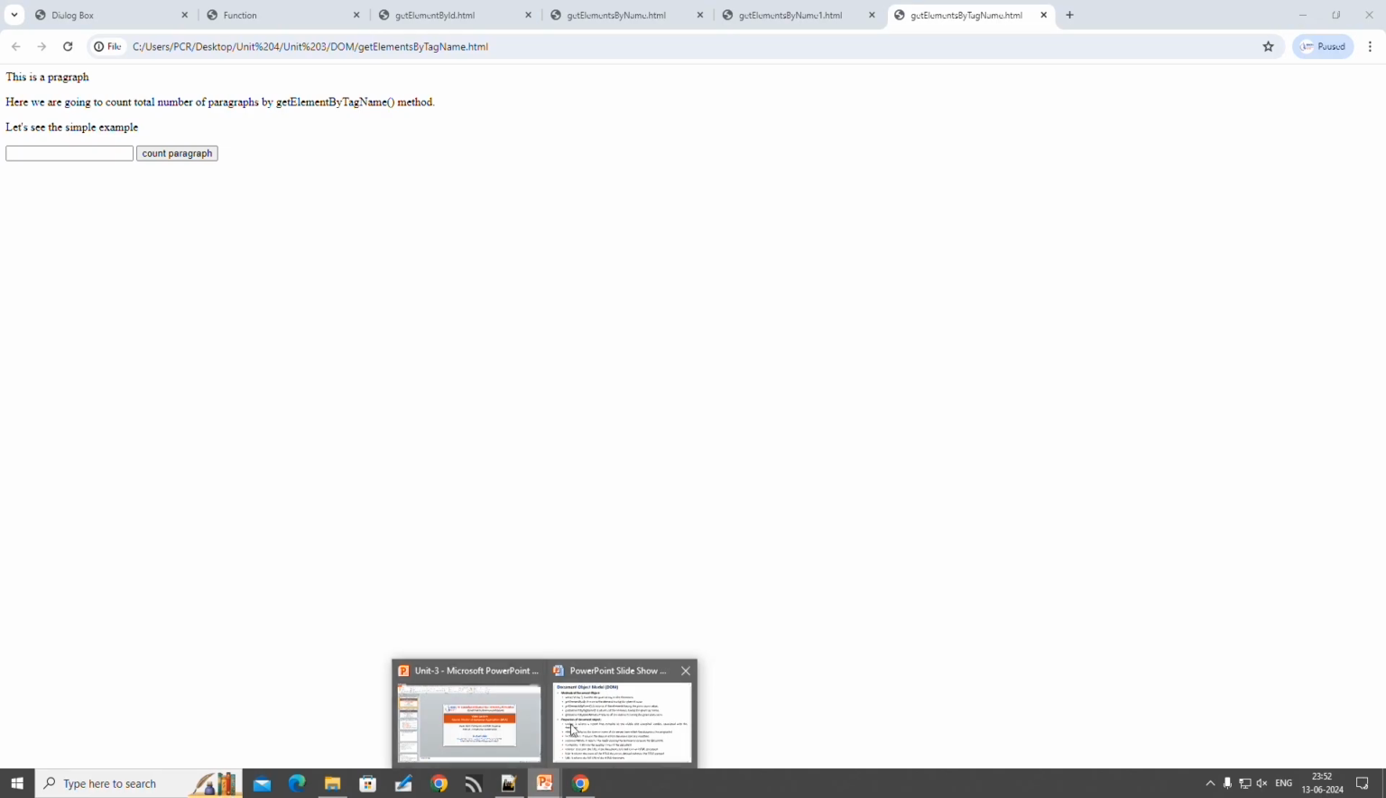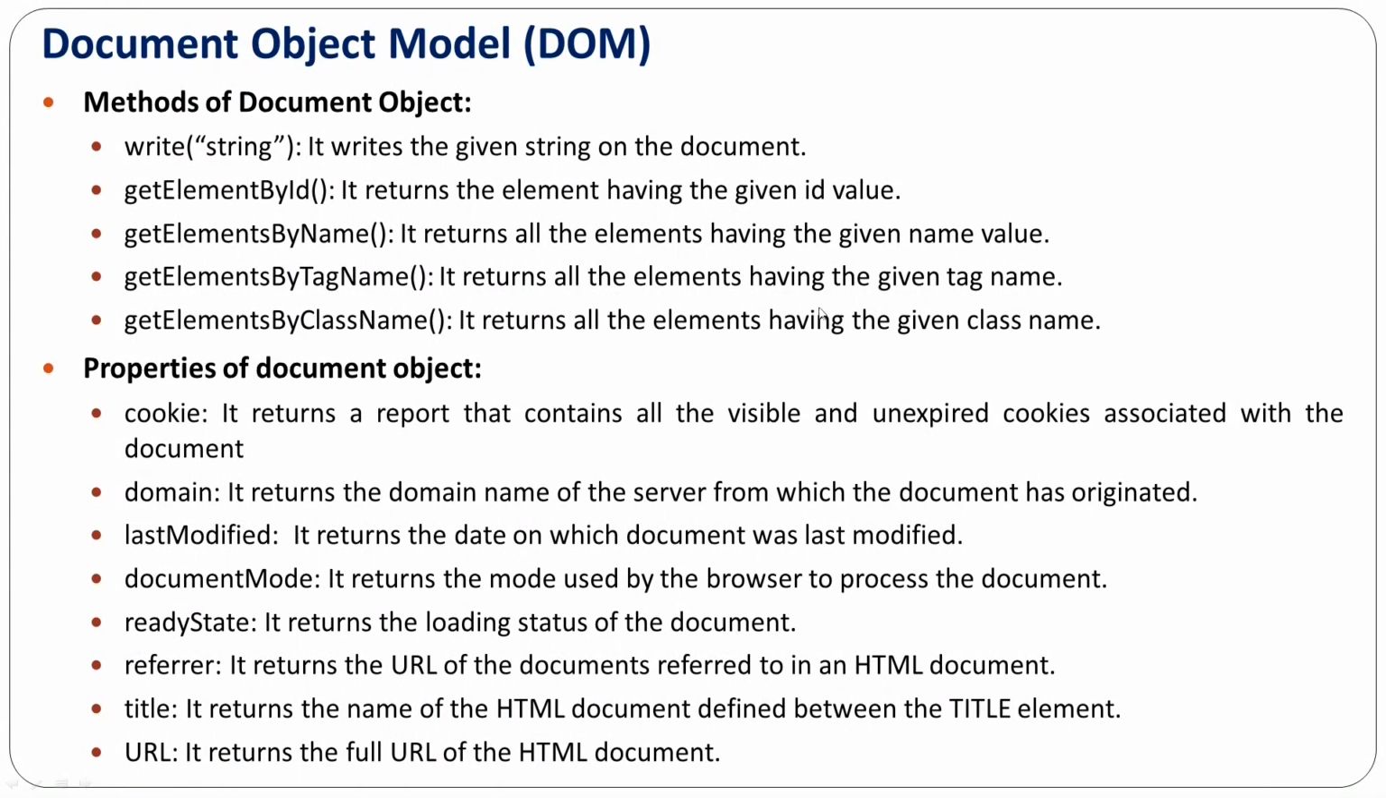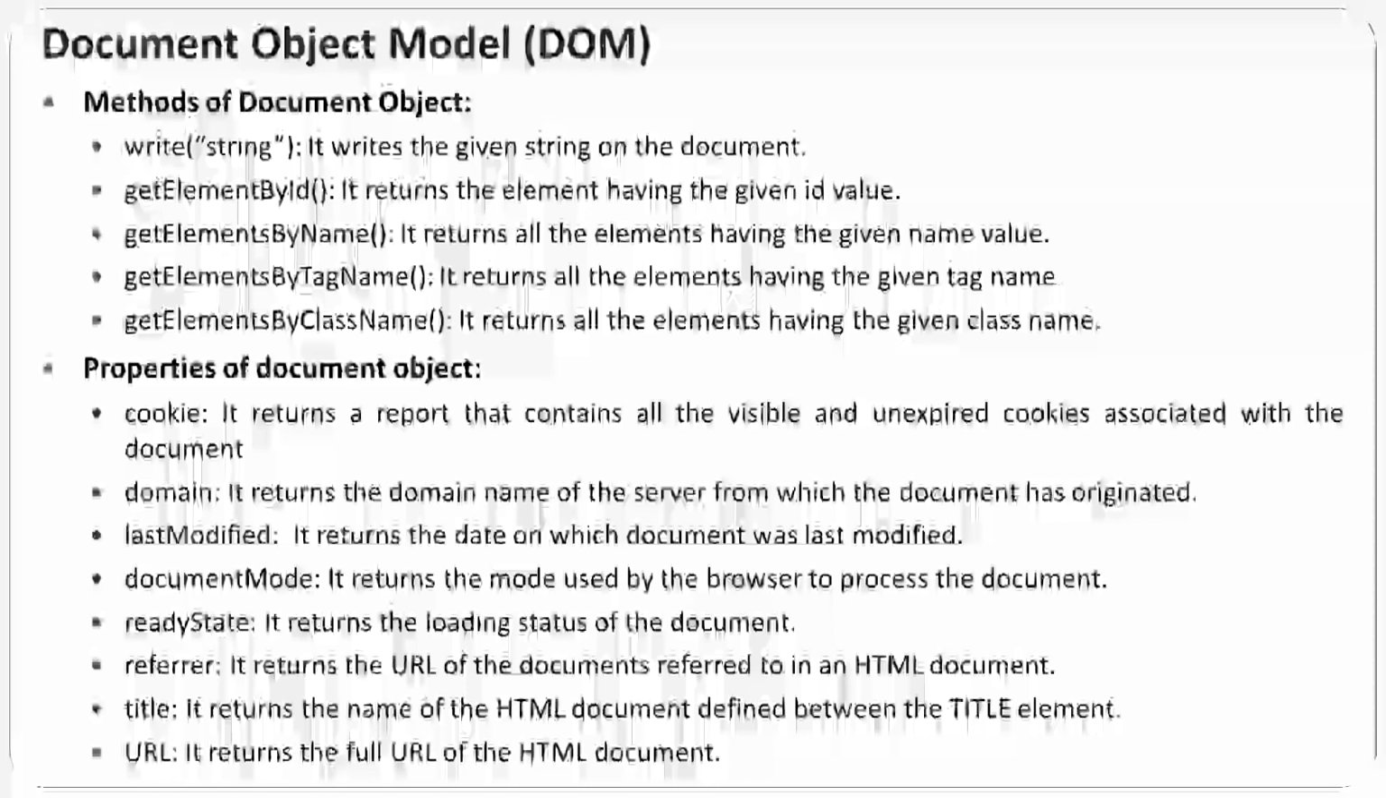So these are very important methods of the document object. Apart from these methods, the document object supports various properties like cookie. It returns a report that contains all the visible and expired cookies associated with the document. It also has properties like domain, last modified, document mode, ready state, referrer, title, and URL.